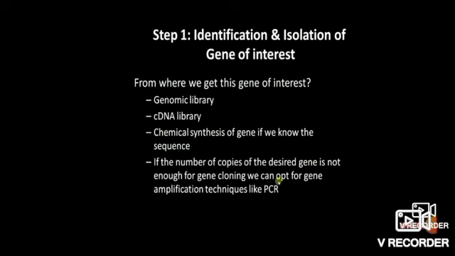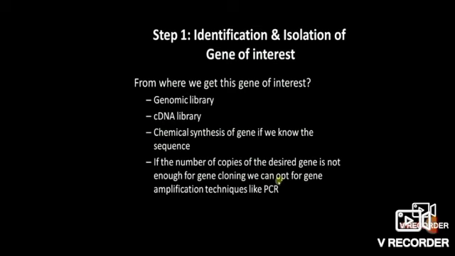So now let us move on to the first step, that is identification and isolation of gene of interest. In recombinant DNA technology, from where do we get our gene of interest? There are different sources for getting our gene of interest, and this includes genomic library, cDNA library, or chemical synthesis of the gene. If we know the sequence, chemically we can synthesize the gene.